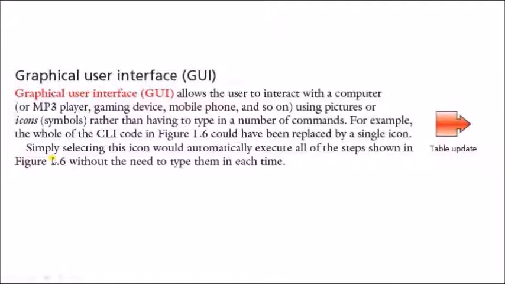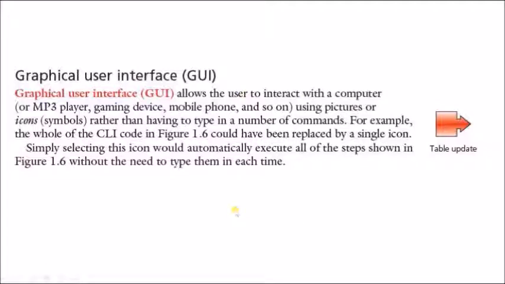Now, GUI, which is the graphical user interface. A graphical user interface allows the user to interact with a computer, like gaming devices, MP3 players, mobile phones, and so on. All of these use some touch screens, or windows, pointers, mouse, and graphics. It is the graphical user interface.